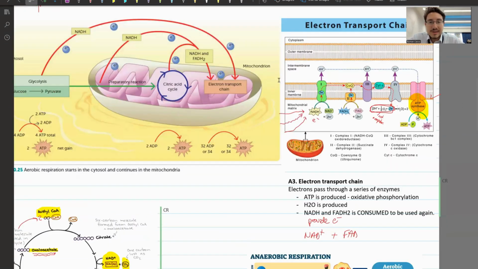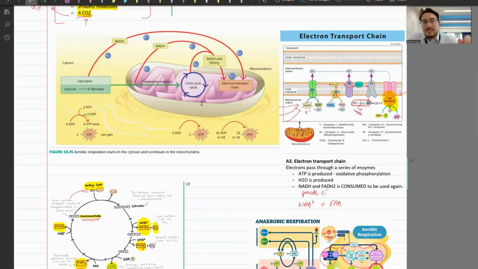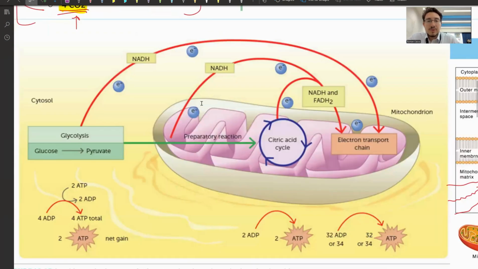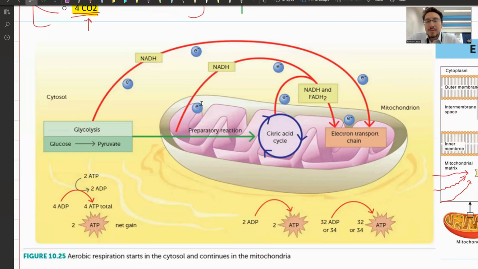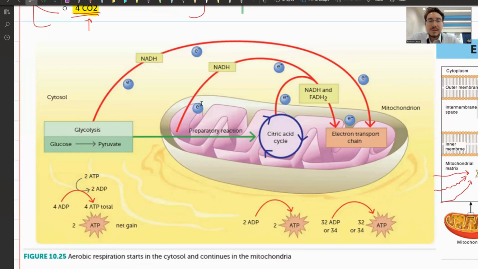Electron transport chain, okay? Here, this is a very nice visual for you to kind of study the process, right? If you can explain the process, right? Glycolysis occurs in the cytosol, okay?